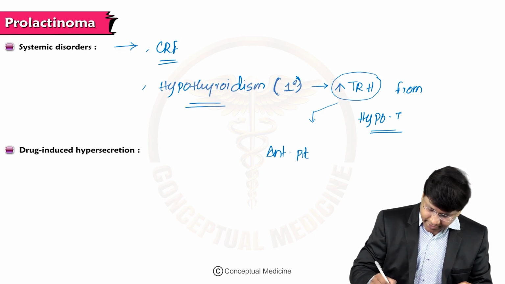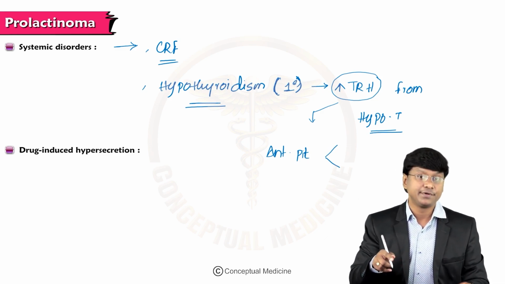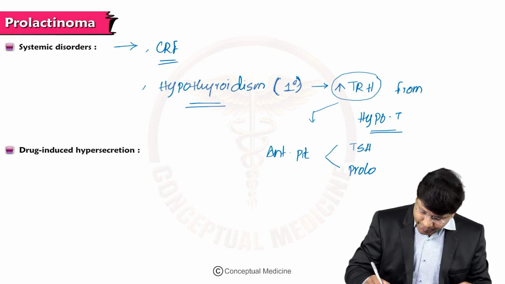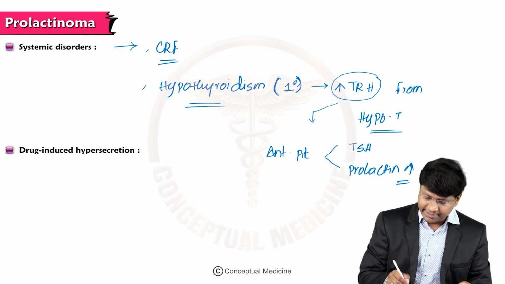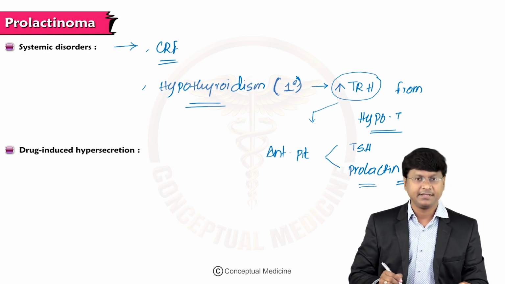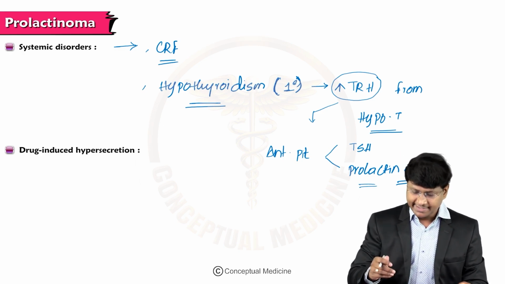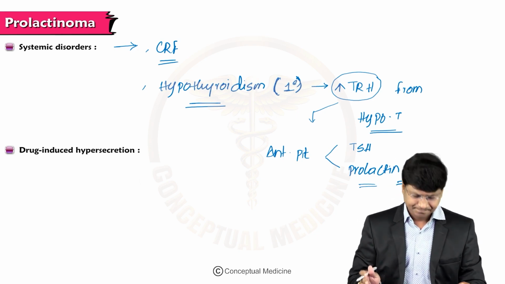and anterior pituitary will produce both. What is that? Thyroid stimulating hormone, and as well as the prolactin is also produced in excess quantities. So in primary hypothyroidism, there will be hyperprolactinemia because of excessive release of thyroid releasing hormone from the hypothalamus. This thyroid releasing hormone will act on anterior pituitary resulting in hyperprolactinemia.